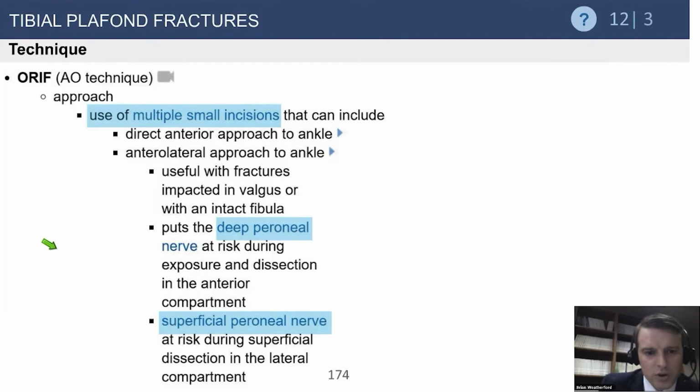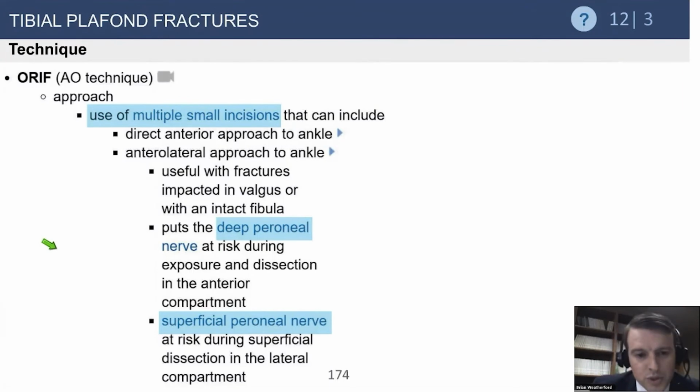The anterolateral approach to the ankle is very useful for fractures that have valgus alignment and or anterolateral joint impaction. The reason this is important is if a fracture has valgus alignment, we typically want to buttress this side of compressive failure. So if the fracture is in valgus, the lateral side is undergoing compressive failure, and you want to support or buttress that side.